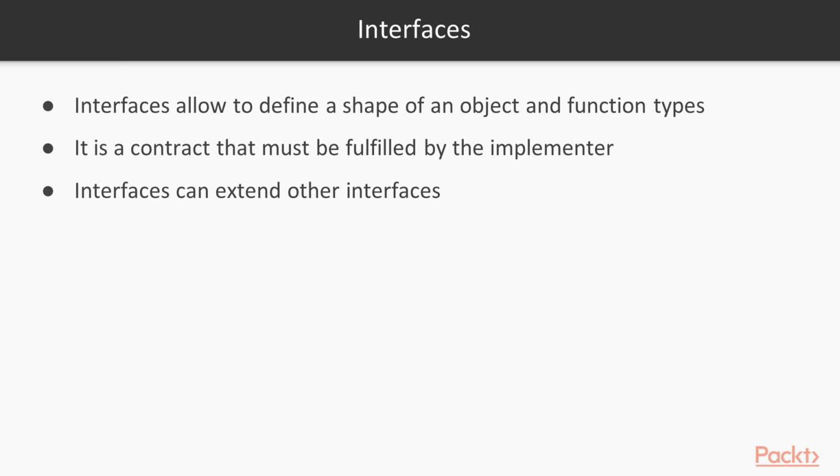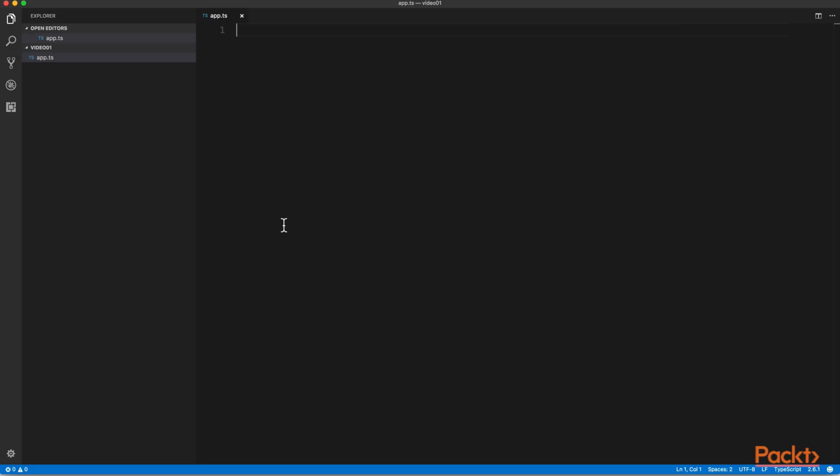Interfaces can also extend other interfaces by copying members of one interface to another. And this type of behavior encourages the creation of reusable components. On top of being able to define shapes of an object, interfaces in TypeScript can also describe function types by essentially defining the function with a parameter list and a return type. Let's take a look at a few examples.